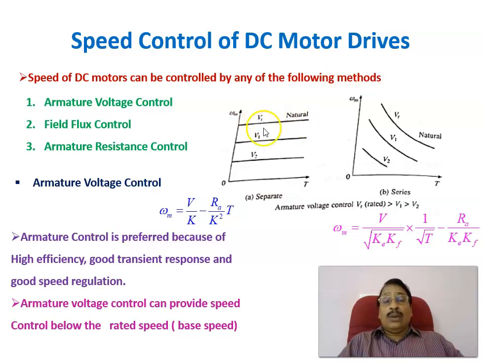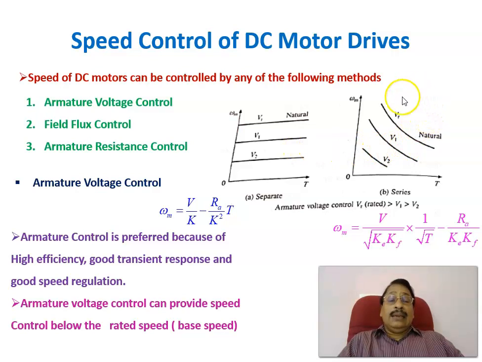You can reduce the voltage, and if you reduce the voltage, omega m reduces, as V by K reduces. That is why this y-intercept is reducing, that is, V by K is reducing. And here this represents torque versus omega m for different values of the voltage. This corresponds to the rated voltage, then less than rated voltage, and again less, where V2 is less than V1, which is less than V rated. This is called armature voltage control for a separately excited or shunt motor.